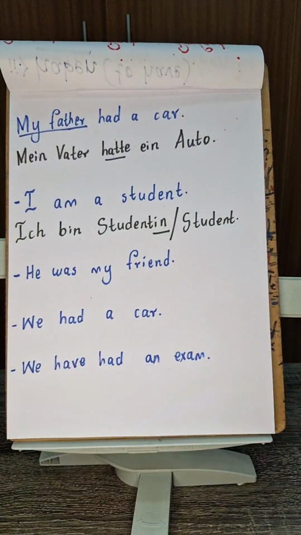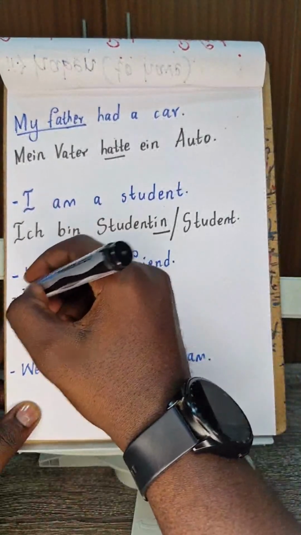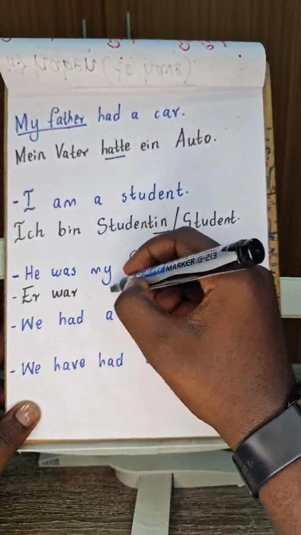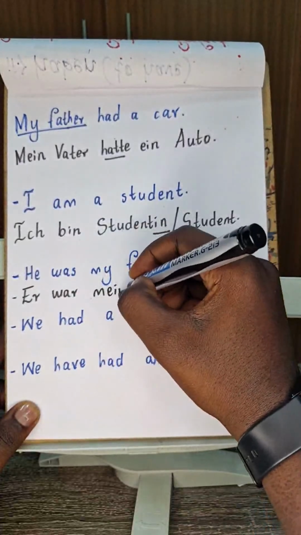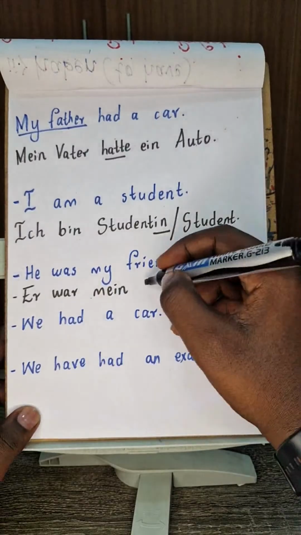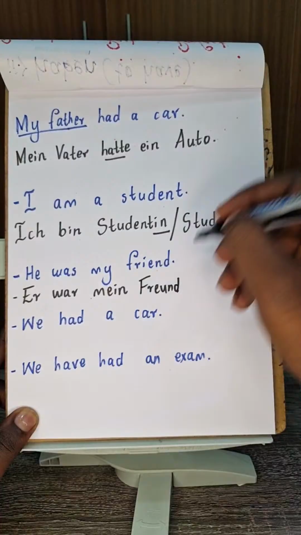Now I can see someone has also scored it. That is Rajesh. Rajesh says, er war mein. Now this was given by Rajesh. Let's check it out. You said, er war mein. Now here again, it will change depending if I mention a male or a female friend, right? So that if I say a male friend, you would say, er war mein Freund. Rajesh, very good, right?